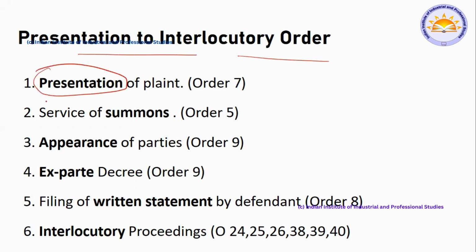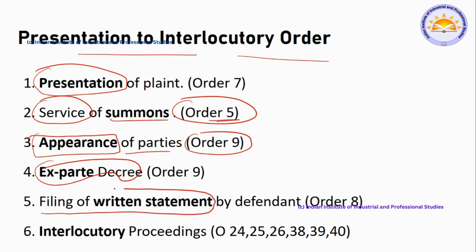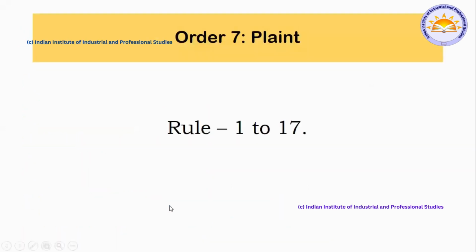First plaint is presented and service of summons. Summons is served to the opposite parties as per order 5, and as per that the parties will appear before the court under order 9, and if they don't appear, ex parte decree will be passed, and filing of written statement by the defendant, and last is interlocutory orders, right?